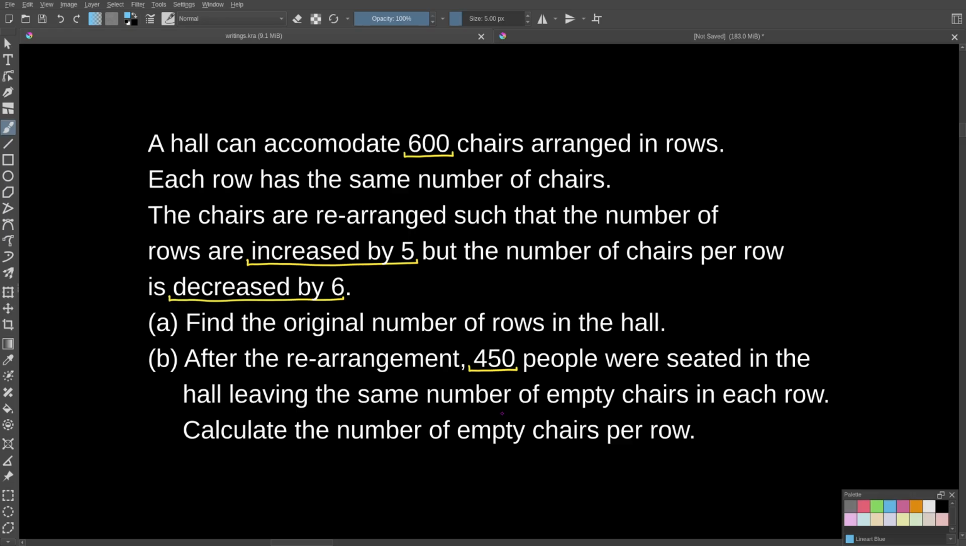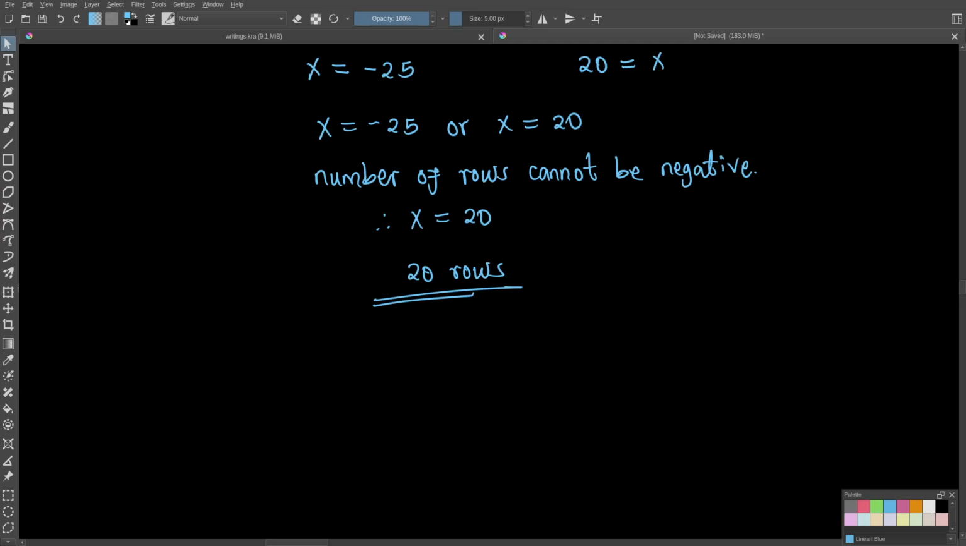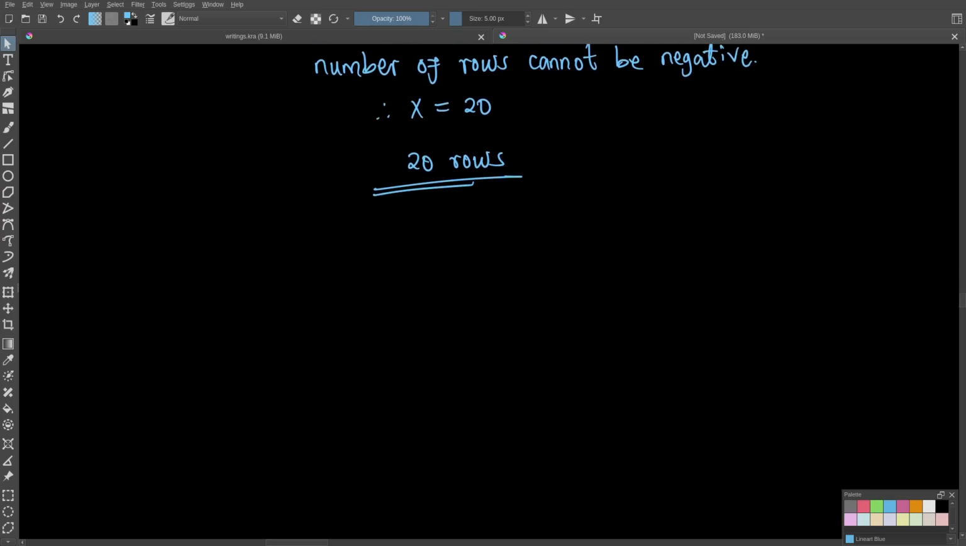This means that each row held the same number of people, right? So we can start writing what we know. So we know that the total people are 450.